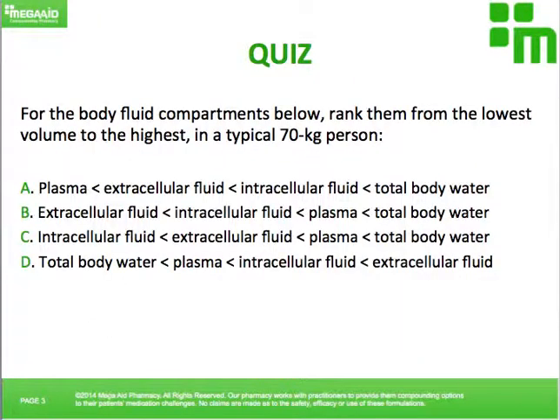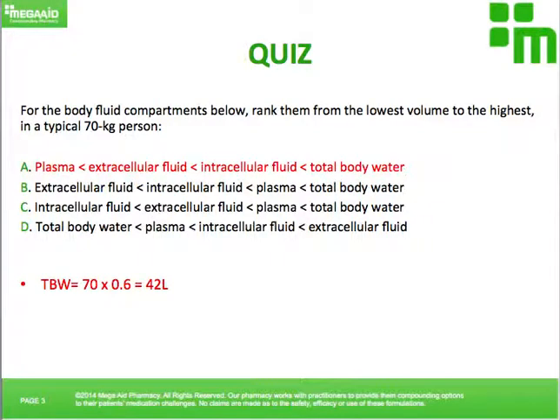Next question is going to be, for the body fluid compartments below, what you need to do is rank them from the lowest volume to the highest. Again, in a typical 70 kilogram person. And this is going to be extremely easy for you. You probably can do this right away. But if you want to work on it for a minute, that's fine. I'm going to move forward to the solution.